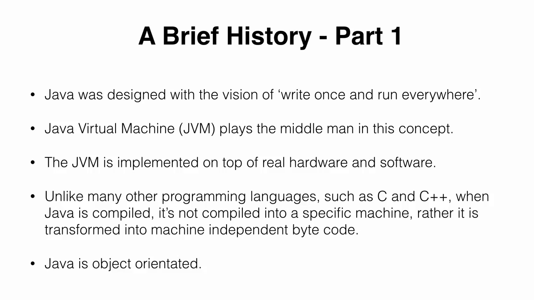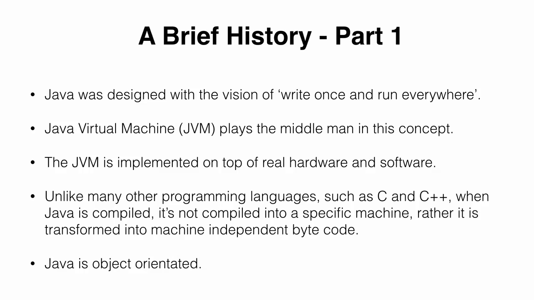What allows us to do this is the Java Virtual Machine, which many people just abbreviate to the JVM, which is basically just a middleman in this concept, which allows us to be implemented on top of real hardware and software to run on any machine. So when we run our program, it runs a JVM for that particular machine. Hopefully it's not too confusing. I'm going to get into it a bit more and I'll show you a few diagrams as to how it works.